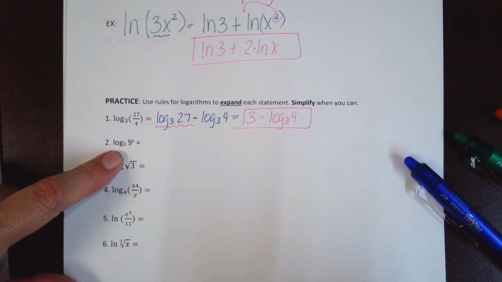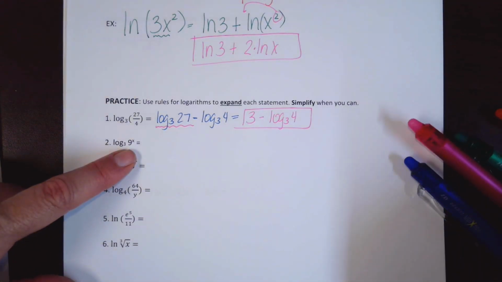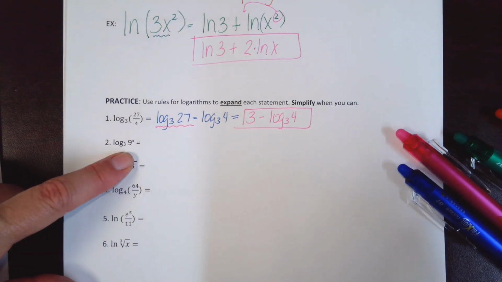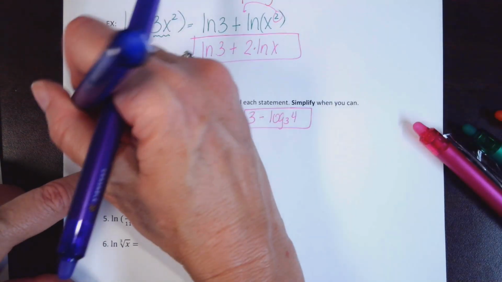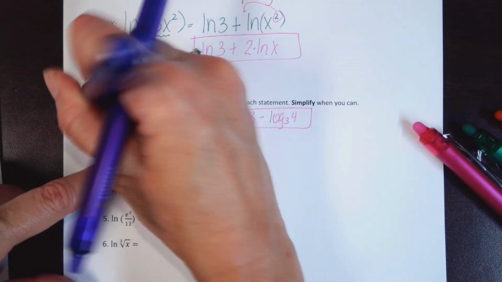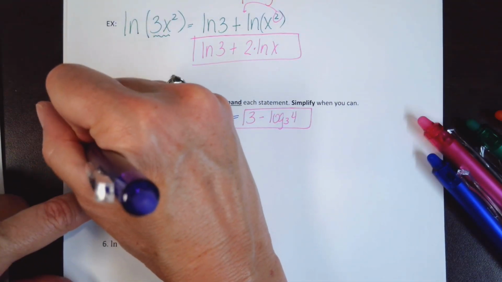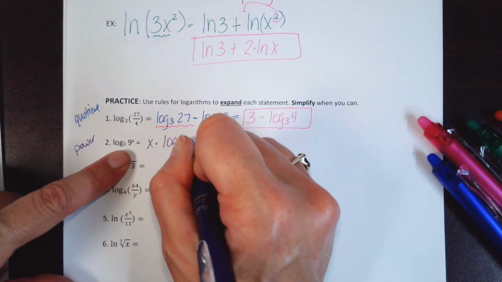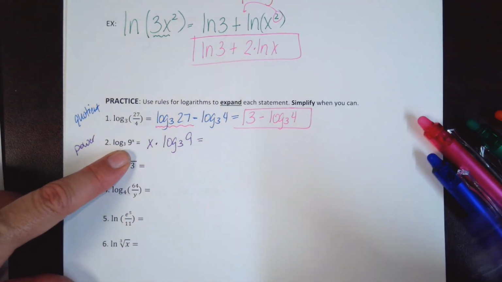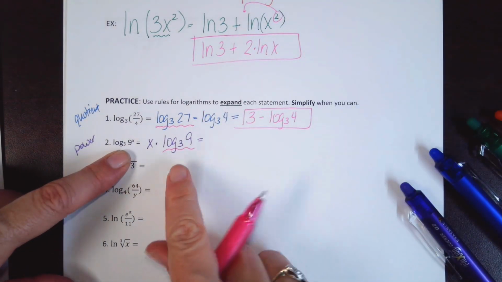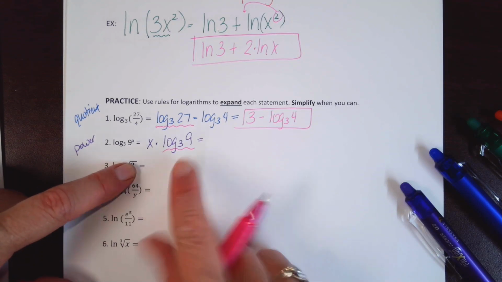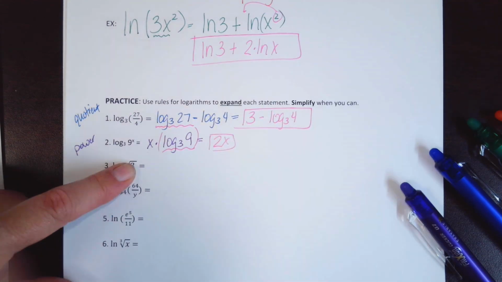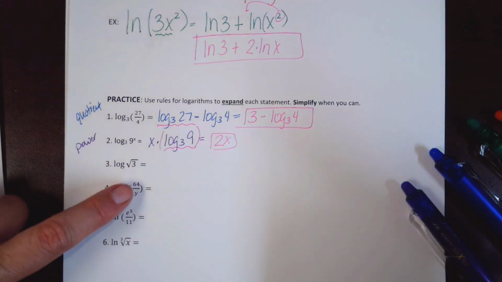Okay, let's look at the next one. That x is an exponent, so I can use my power rule. So for the previous one, I used my quotient rule. For this one, I can use my power rule because it has an exponent. So I'm going to say, okay, x times log base 3 of 9. And then I stop and I look and I say, oh, wow, right there. What's the exponent of 3 that gives me 9? Well, that's 2. So x times 2 is just 2x. We were able to simplify a lot there.